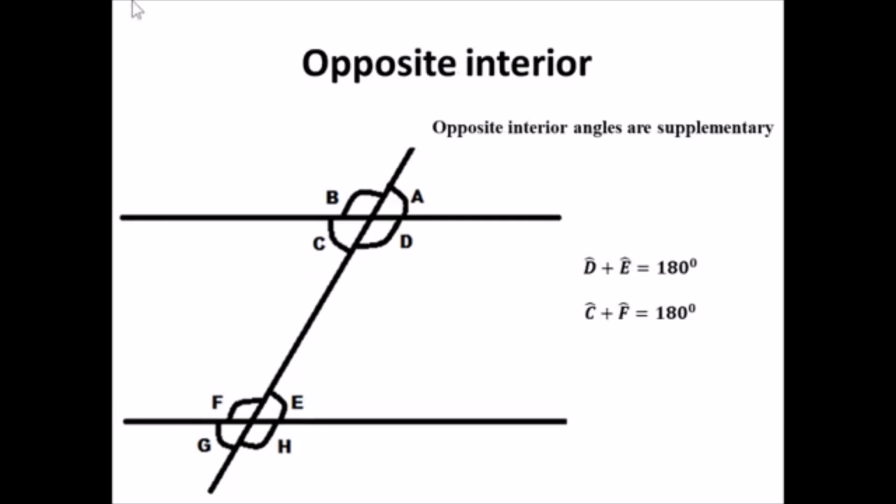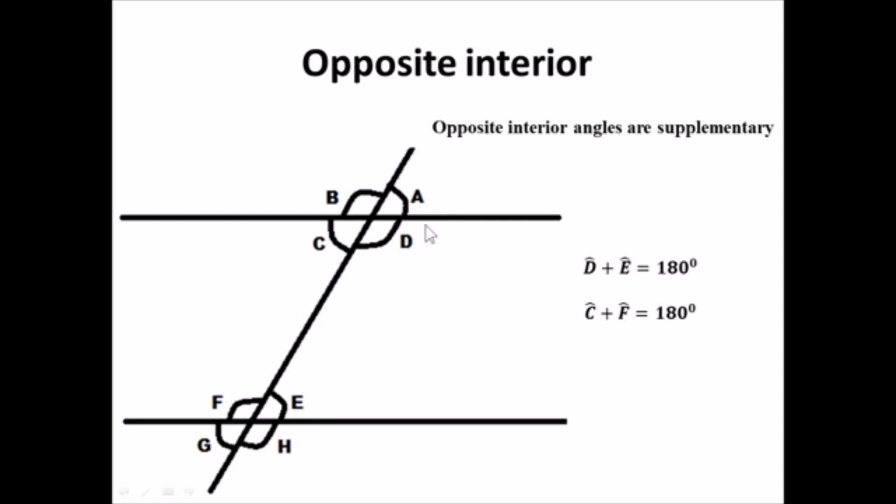And that angle is opposite interior angles. Opposite interior angles are supplementary. When are two angles said to be supplementary? When the addition of the two angles gives us 180 degrees, that means they are supplementary. So opposite interior angles are supplementary. That is, they add up to 180 degrees.